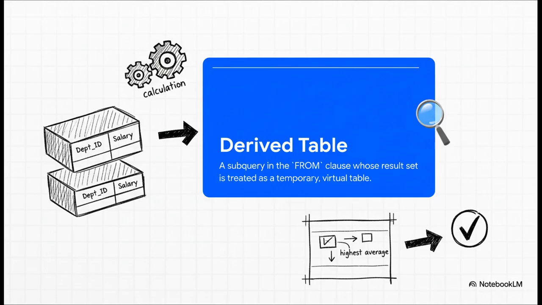Okay, this is a total game changer. Instead of querying a real table, you can actually query the results of another query. So for example, you could have a subquery that calculates the average salary for every department, and then your outer query can select from that temporary derived table to find which department has the highest average. You're literally creating tables on the fly.